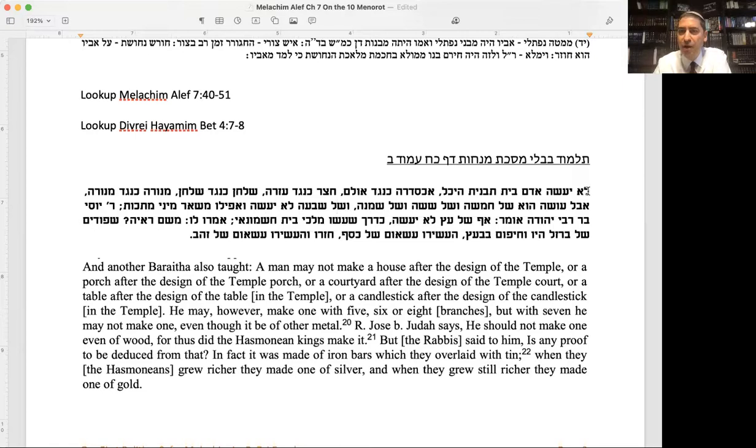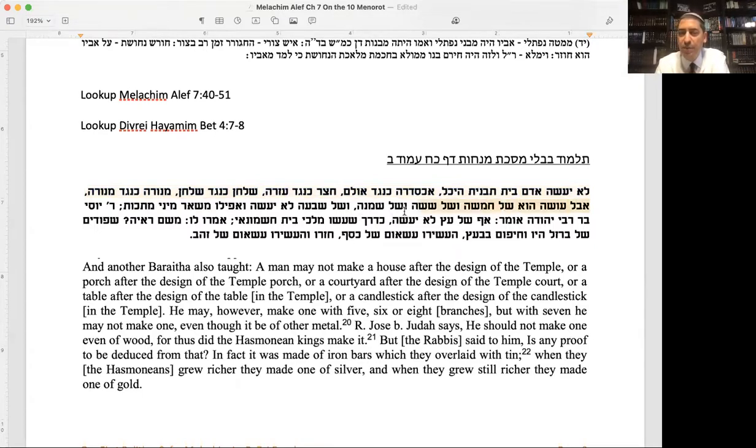Lo yase adam bayit tavnid heichal. Achsadra keneged ulam. Chatzer keneged azara. Shulcha keneged shulcha. Menorah keneged menorah. You're not allowed to make any exact replicas for yourself, exactly the way it was made in the Beit HaMikdash. It's halacha.